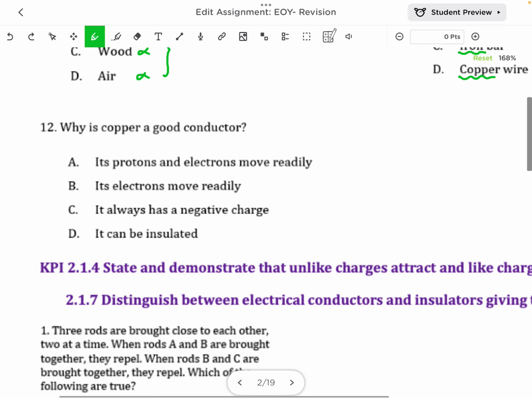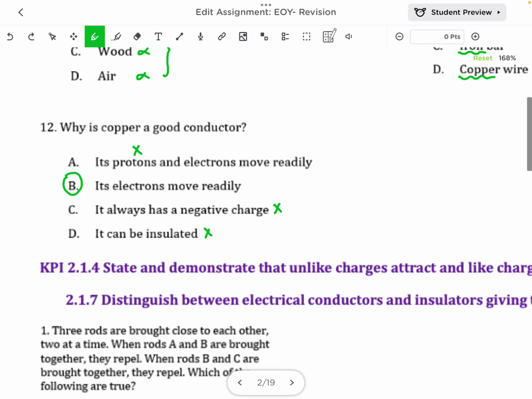Why is copper a good conductor? Because it allows the easy movement of electrons. Protons cannot move, pay attention. The neutron doesn't have a charge. Can it be insulated? No. So it is because electrons can move easily and readily.